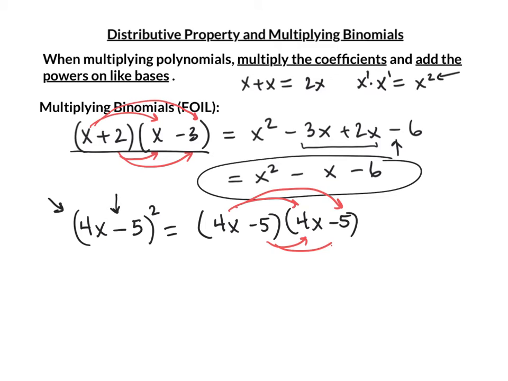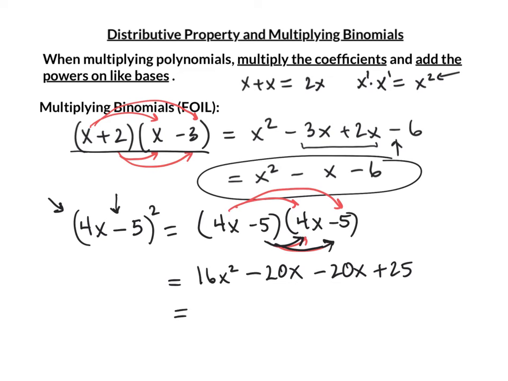4x times 4x, that's 16x squared. 4x times negative 5, that's negative 20x. Notice how I write minus 20x. Now we take the negative 5 to both. Negative 5 times 4x again. Negative 5 times 4x is negative 20x. And negative 5 times negative 5 is positive 25.